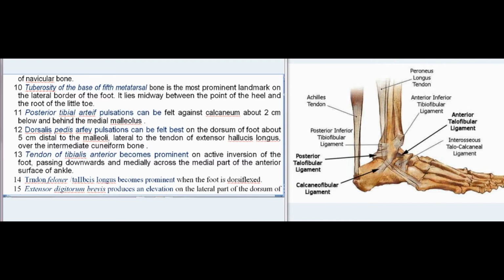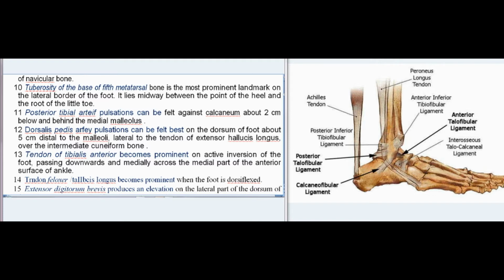14. Posterior tibial artery pulsations can be felt against calcaneum about 2 cm below and behind the medial malleolus. 15. Dorsalis pedis artery pulsations can be felt best on the dorsum of foot about 5 cm distal to the malleoli, lateral to the tendon of extensor hallucis longus, over the intermediate cuneiform bone.